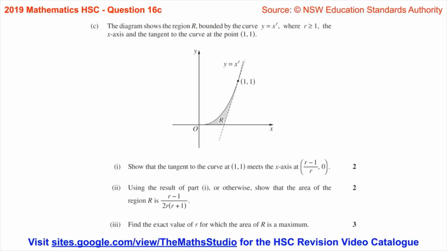Part 2. Using the result of Part 1 or otherwise, show that the area of the region capital R is r minus 1 over 2r multiplied by r plus 1.